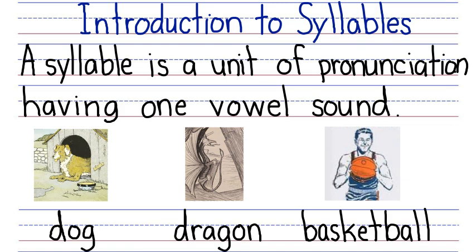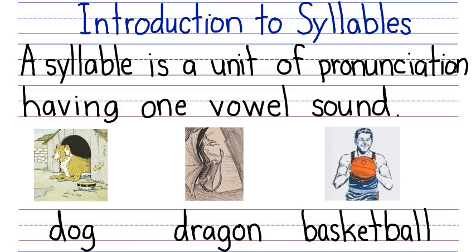To test this, I want you to put your hand under your chin and say the word dog. How many times did your jaw drop? Just once, right? That's because dog is a one-syllable word. Now, put your hand under your chin and say the word dragon. How many times did your jaw drop? Twice, right? That's because dragon is a two-syllable word.